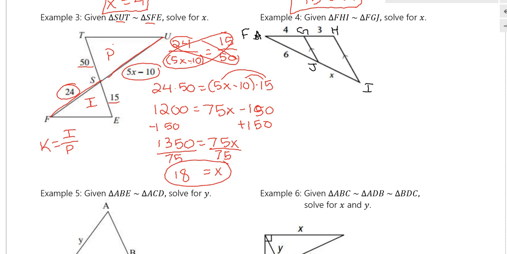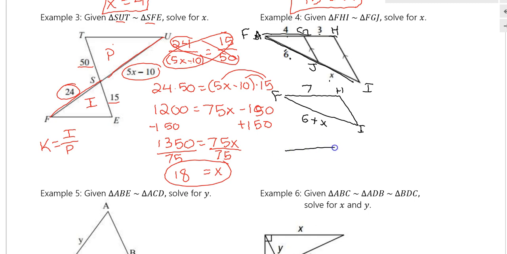So FHI and FGJ are similar. I'm just going to redraw those 2 triangles. I have FHI, which is the bigger triangle, right? If you look at this, the length of this side is 4 and 3. That's 7. Adding, right? The length of this side is 6 and X. I can't actually add those, but I do need to write 6 plus X.